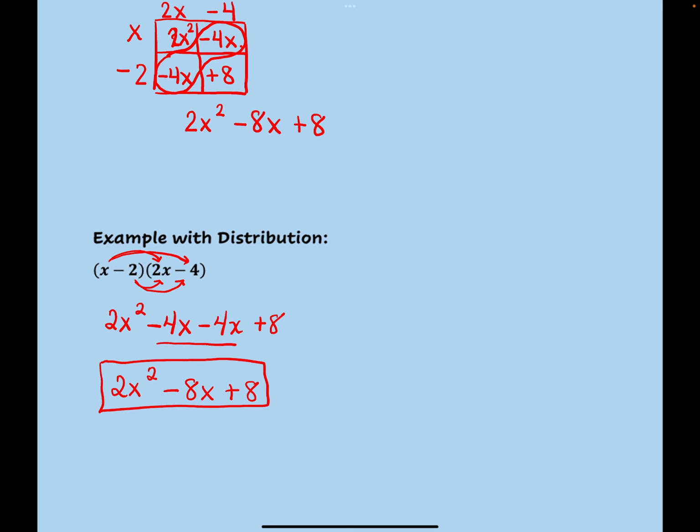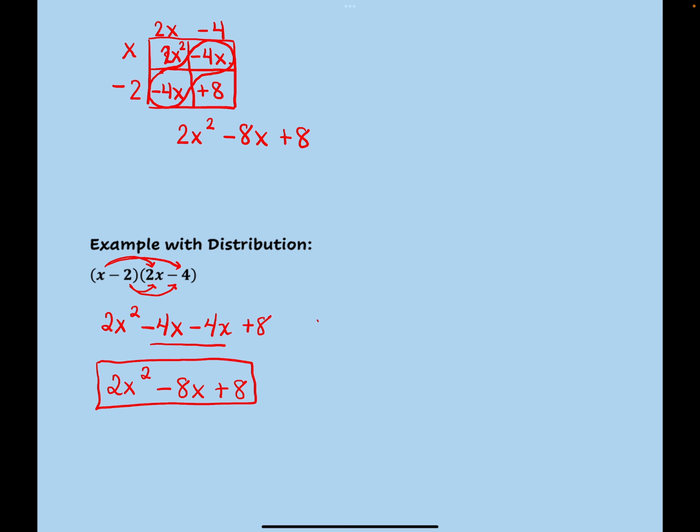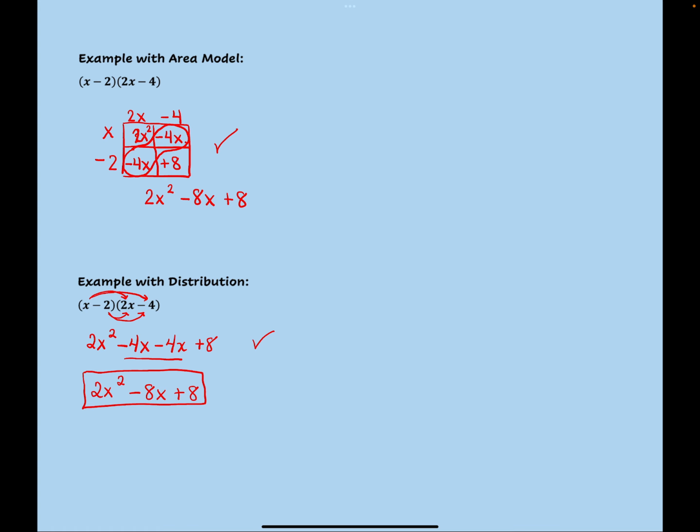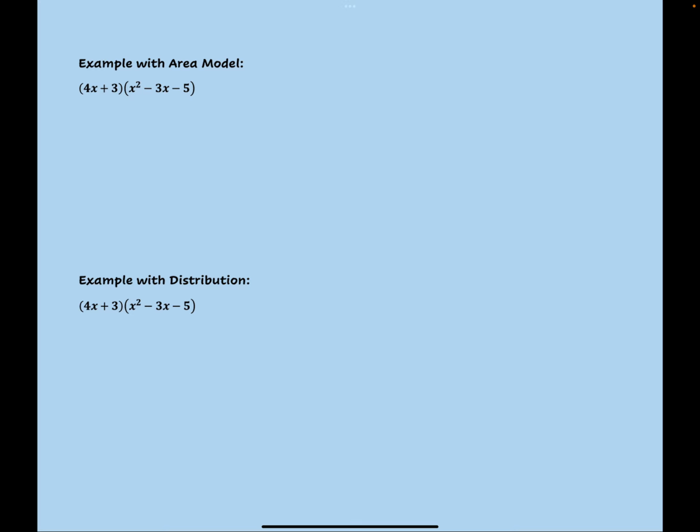Okay? So those same 4 numbers that we have here are the same 4 numbers that we had inside the area model. All right? Again, it's preference. Which method do you prefer? And that's the one that you work with. Okay? All right. So let's do that again, but now instead of doing a binomial times a binomial, I'm going to do a binomial times a trinomial, doing it with both forms again.